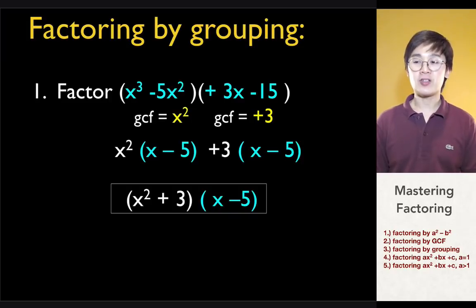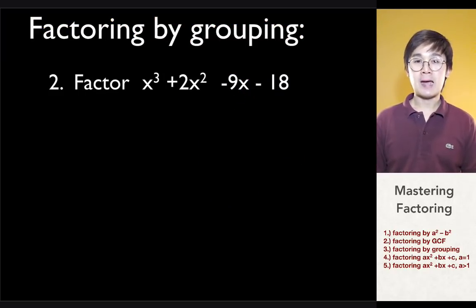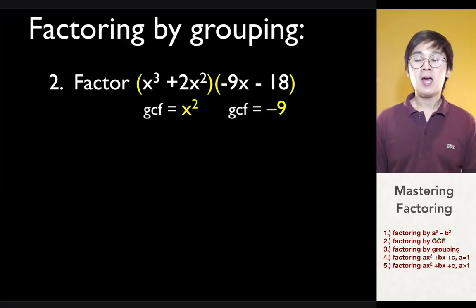Now let's have another example. Now in this example, we will group it again into two, giving us x cubed plus 2x squared and negative 9x minus 18. The first group, our GCF is x squared, and the second group will give us a GCF of negative 9. Notice that I used negative 9 instead of 9 because one thing that you need to remember about factoring using GCF is you always want your leading term to be a positive term.